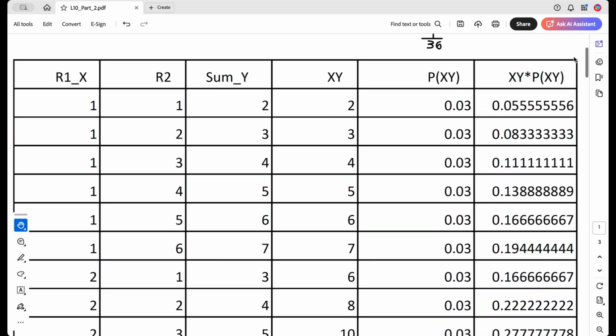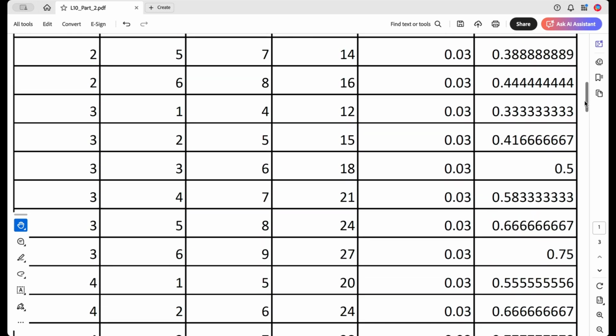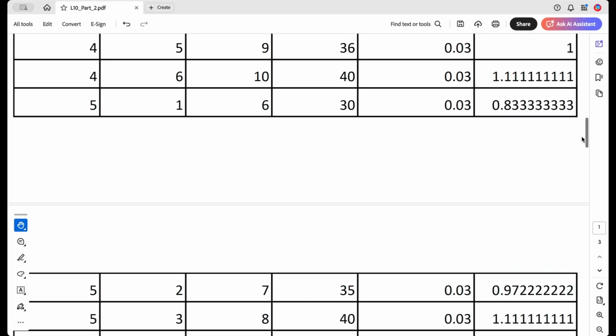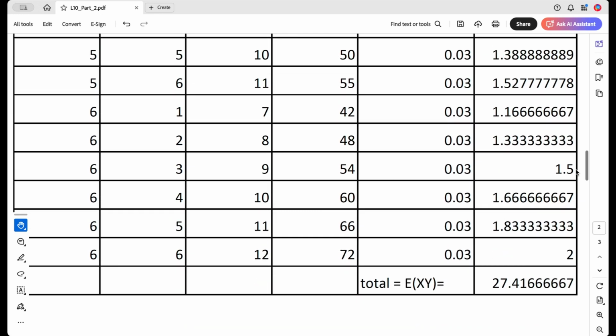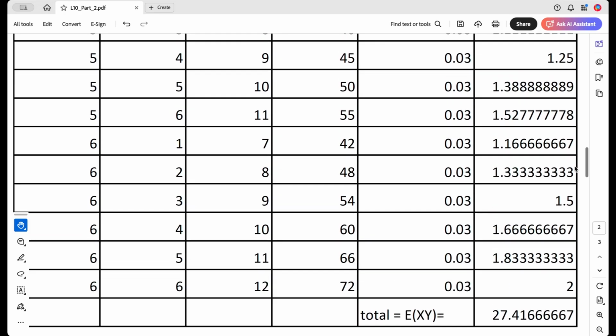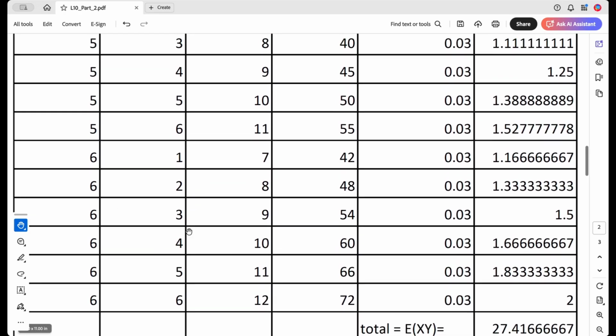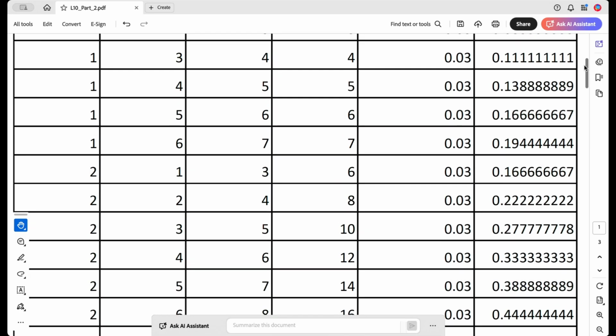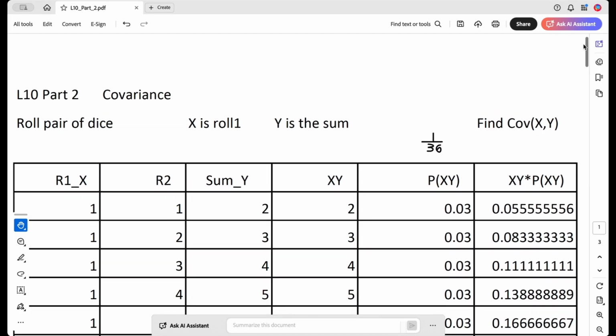X is 1, but y could range all the way from 2 through 7 because the second roll is playing a part here. But overall, the general trend is upward. As x gets bigger, the sums do also get bigger, and so we do have a positive covariance here between roll 1 and the sum.